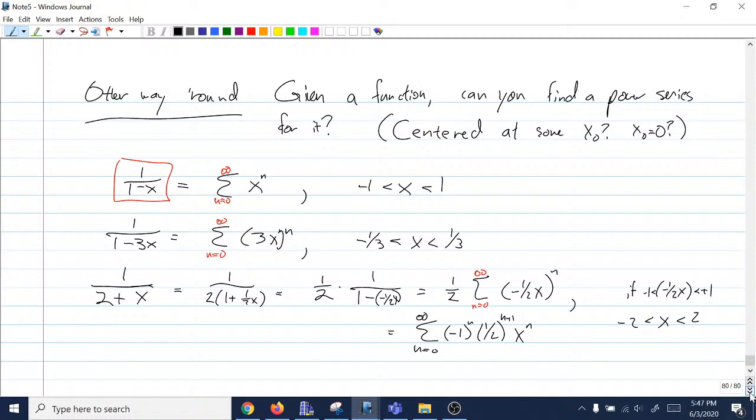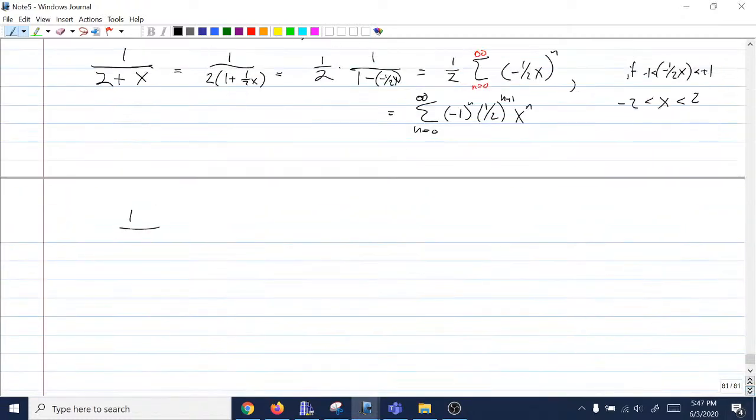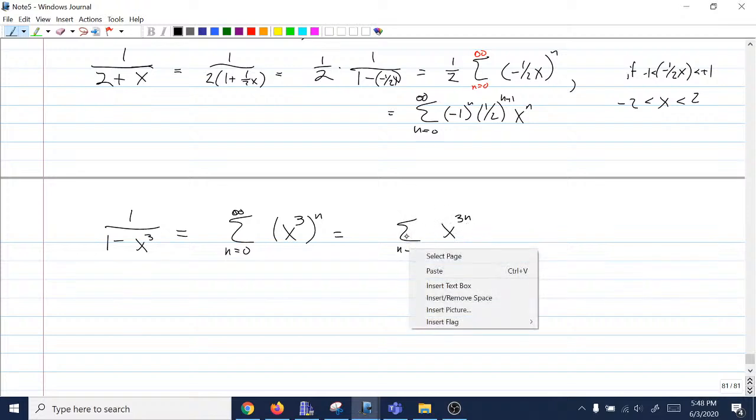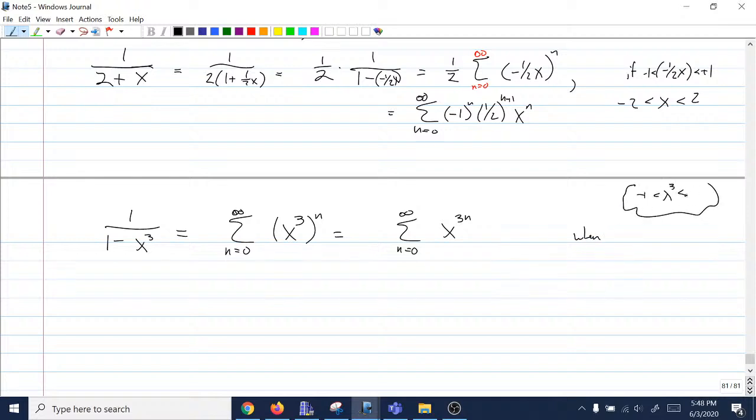You can throw in goofier powers of x. If you hand me 1 over 1 minus x cubed, well, that's going to be the sum of x cubed to the n. This is a thing that doesn't necessarily look like a power series. Like, the definition of a power series was just powers of n. This turns out to be the easiest way to write a certain type of power series, though. Let me say when this converges. When x cubed is between -1 and 1. When is that? That's when x is between -1 and 1.